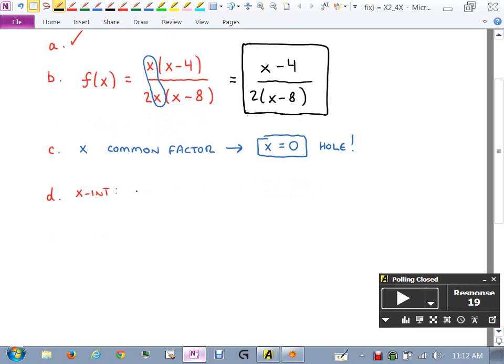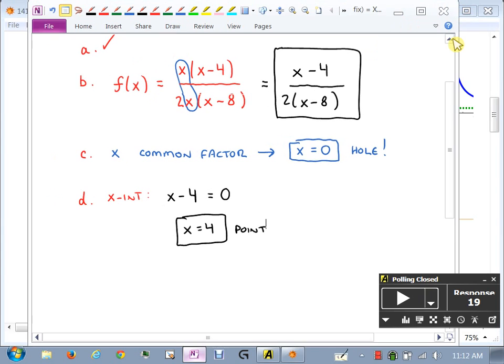Okay, so I'm only going to set x minus 4 equal to 0, which gives me a solution of x equals 4. And remember that this is a point, right? There's a point on the x-axis because it's an x-intercept. Any questions with that?